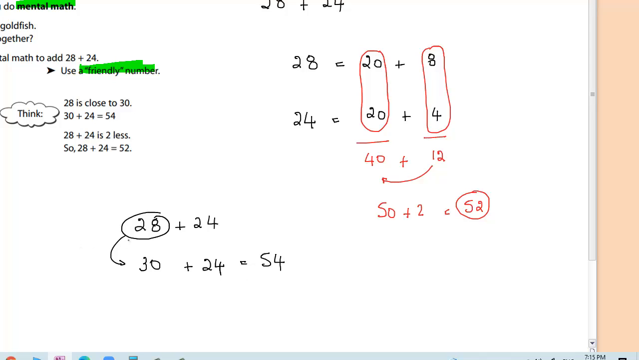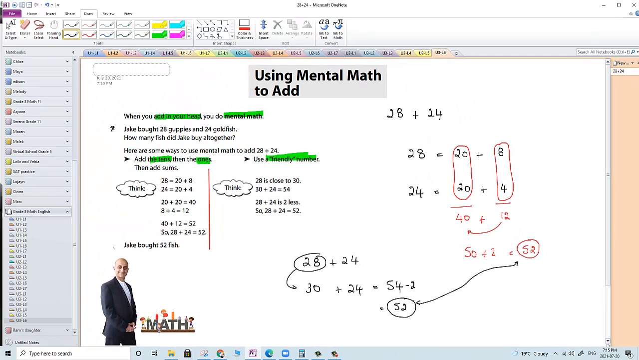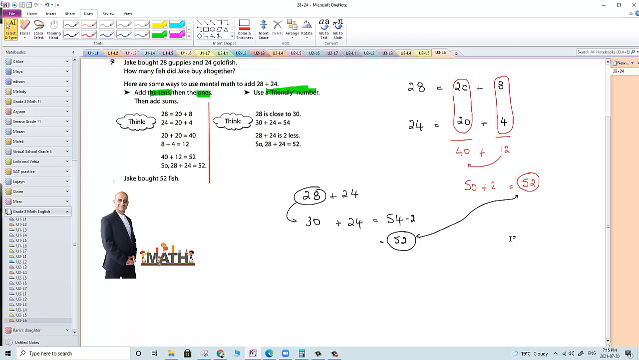But someone will tell me, you gave 2, so you have to remove this 2 after. So it's going to be 52, and I get the same answer from the other method that I used. So you have 2 methods, 2 strategies. Either you add the tens and the ones together, or you use a friendly number. Let's see another example to understand these 2 strategies better.